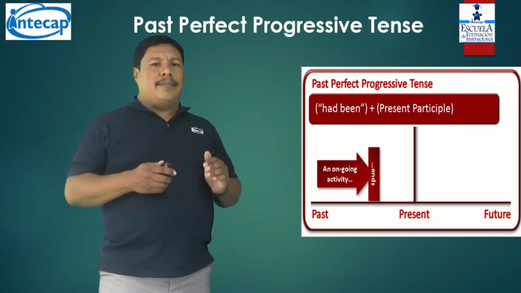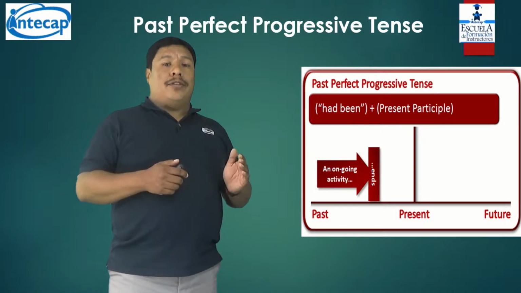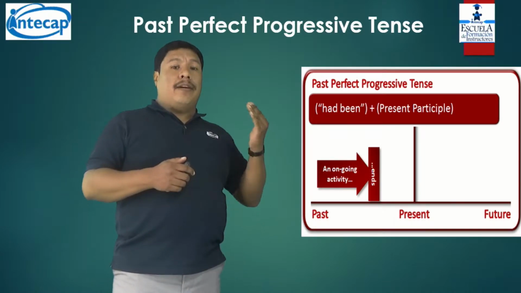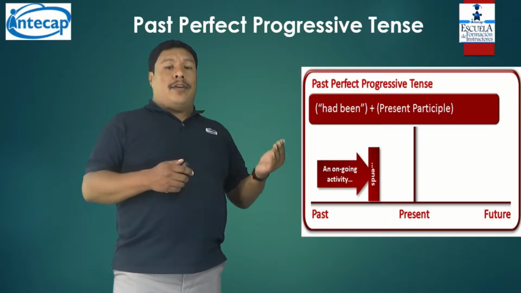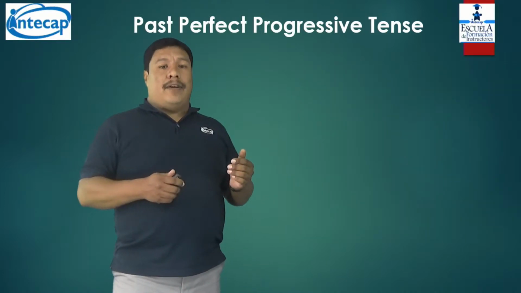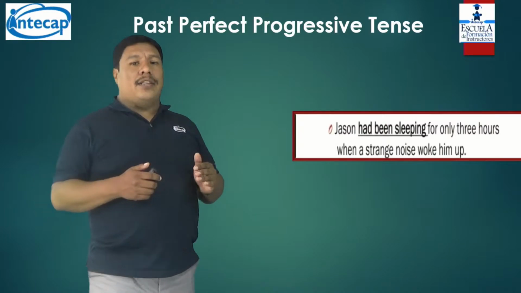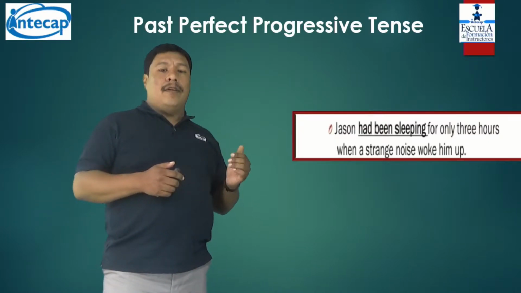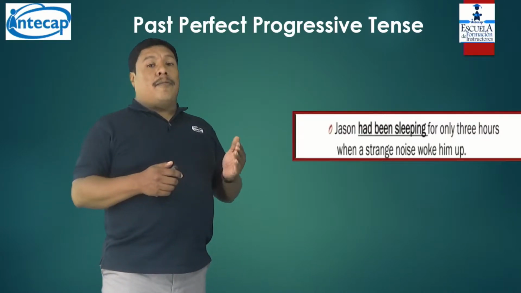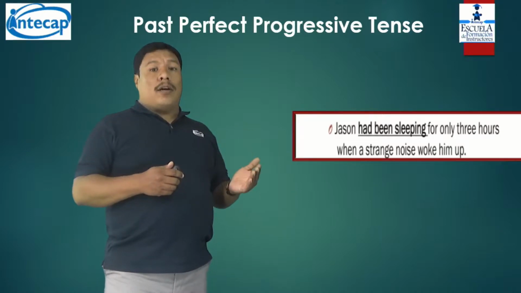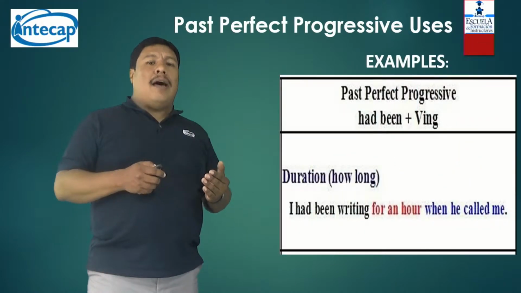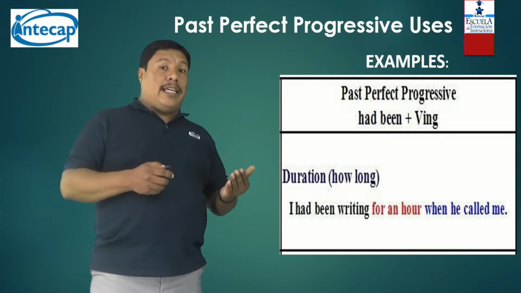Today I will explain the use and form of past perfect progressive. Let's start. Past perfect progressive tense. In English, we use it to describe an action that had already started in the past when another action occurred. For the following example, we can see that Jason had been sleeping for only 3 hours when a noise suddenly woke him up. It gives us the idea of how long an action takes place.